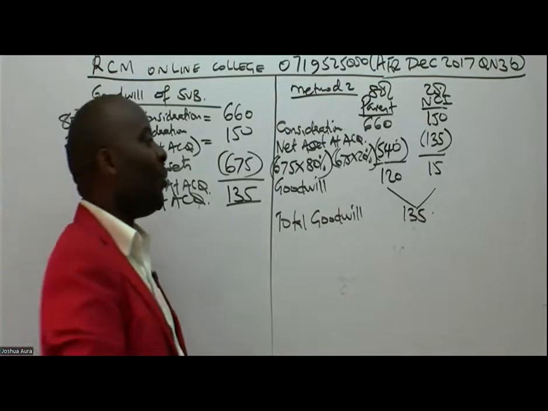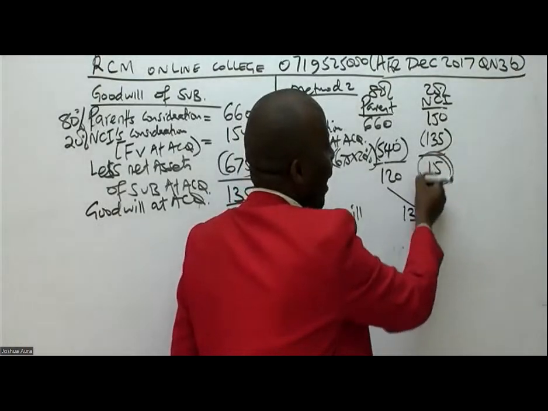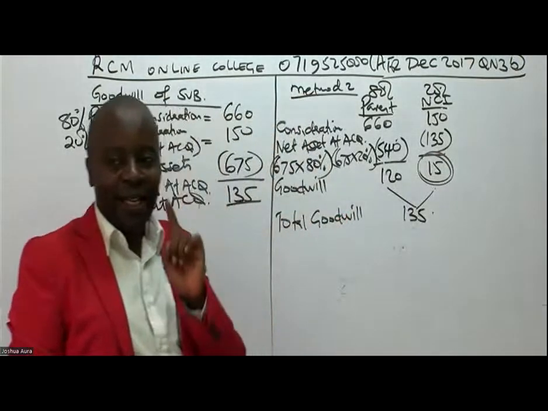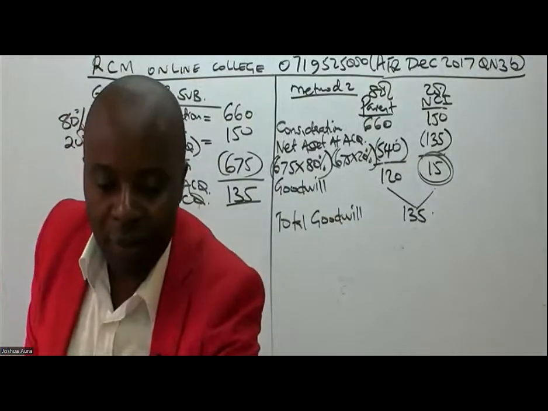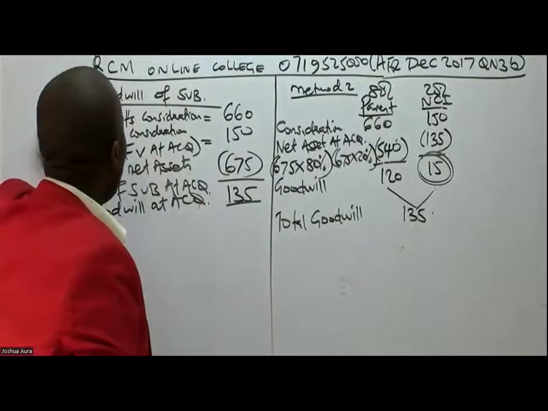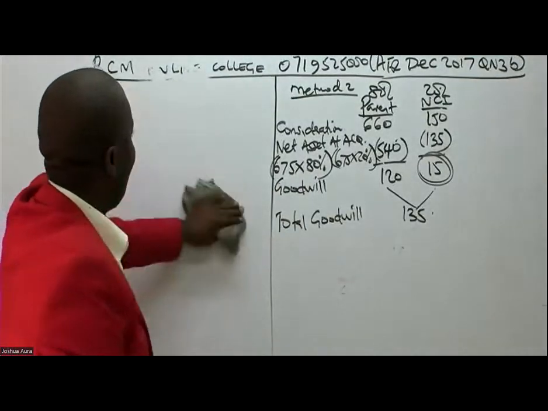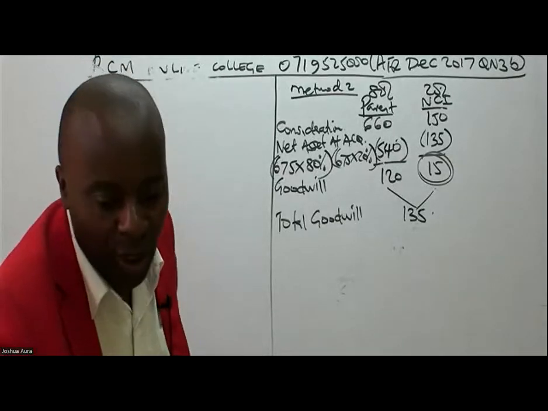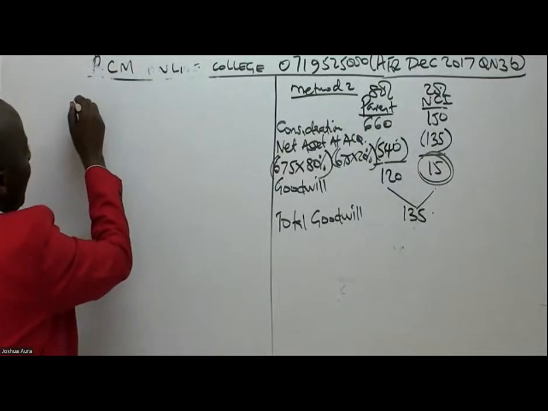Now, why did I compute this? Just to complete this, I computed this goodwill of the NCI because of one great area that we shall be handling later on. We can actually handle it right now. I calculated this goodwill of the NCI separately because, ladies and gentlemen, I would want us to handle this concept of dividend paid by NCI.